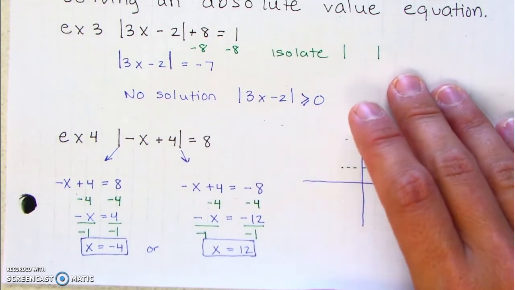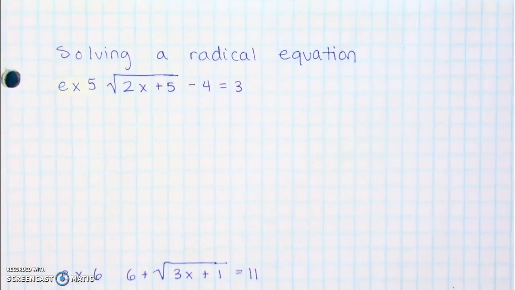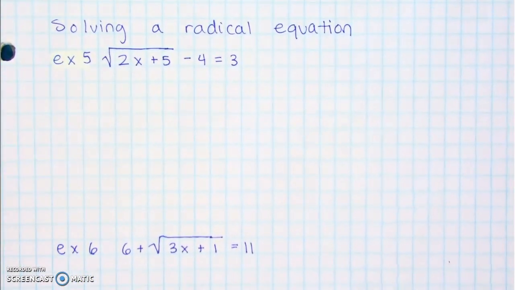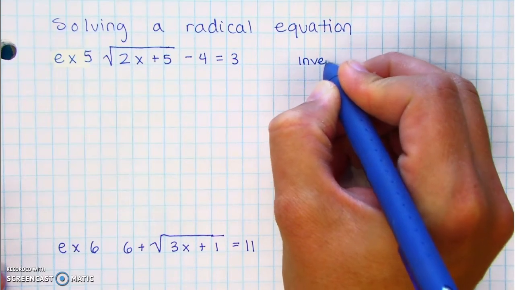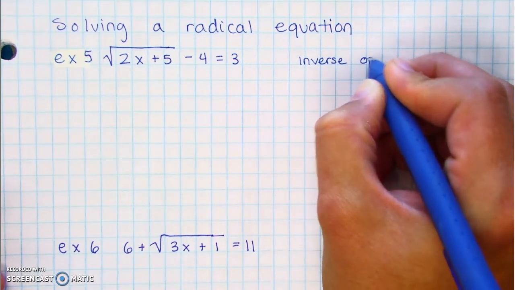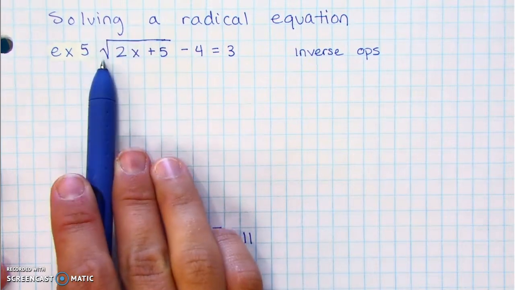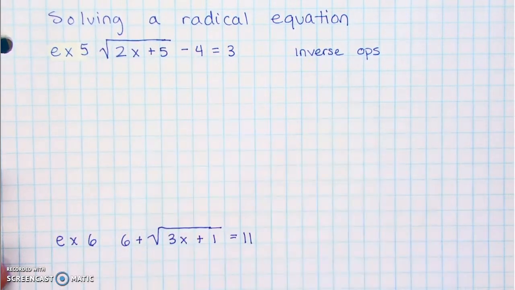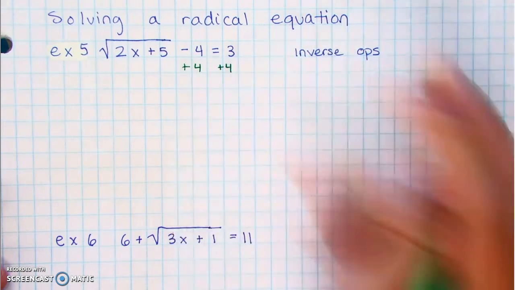All right, let's go to solving a radical equation. Pause and copy down these two examples. Again, we're just using inverse operations. Before we touch the square root, we're going to move the 4. We move the 4 by adding it to the other side.